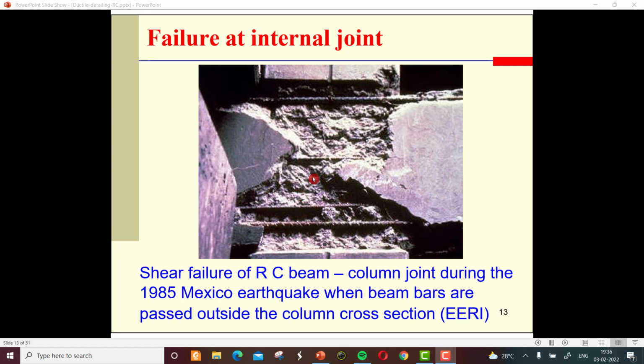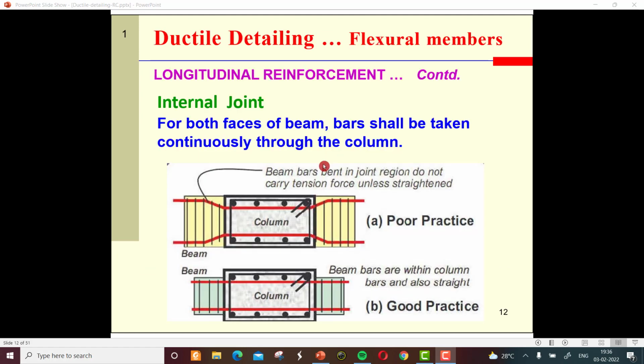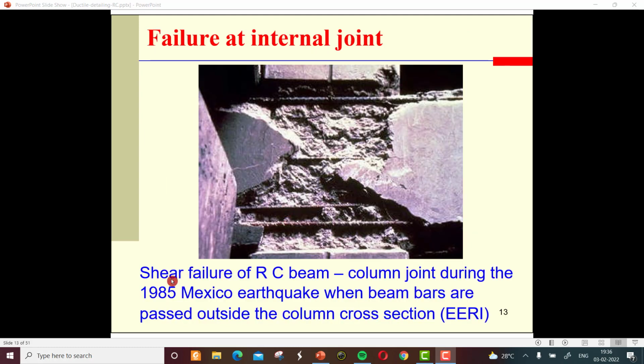So this shows the failure which happened due to this poor practice: shear failure of an RC beam-column joint during the Mexican earthquake, when the beam bars passed outside the column section. So always the beam section should be less than the column width for proper steel reinforcement.